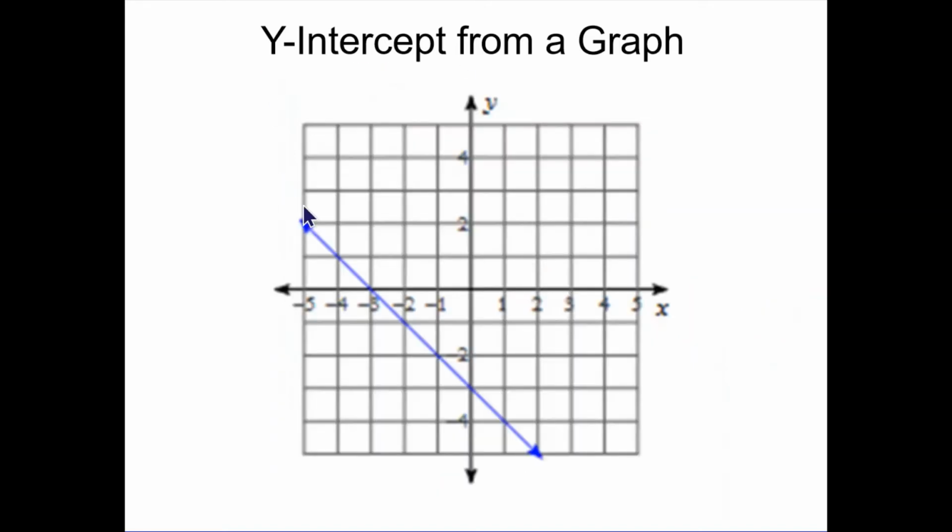Our third one, same kind of thing. I'm looking at this blue line intersecting with this y-axis at that spot. The coordinates at that spot are 0, -3.